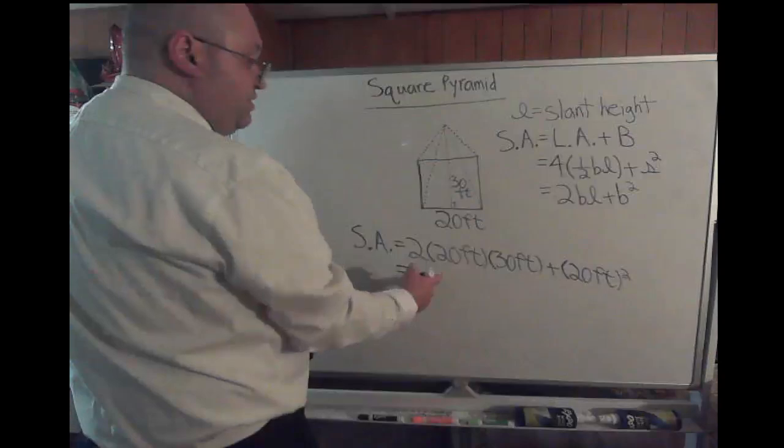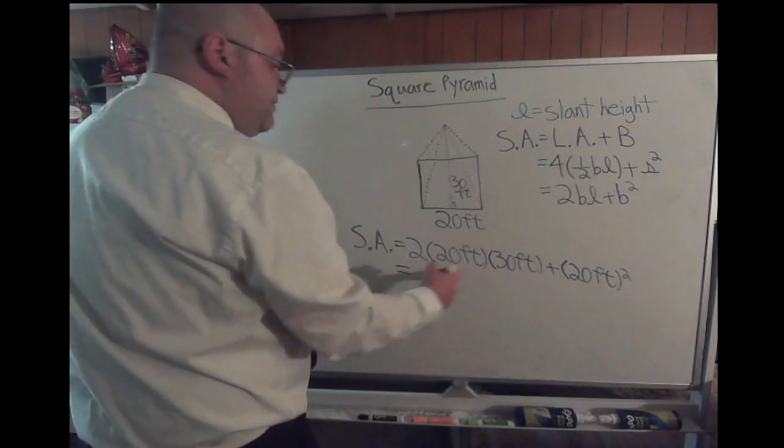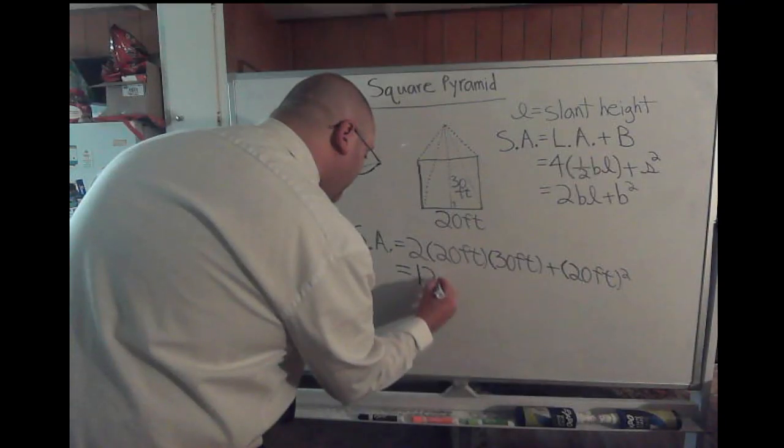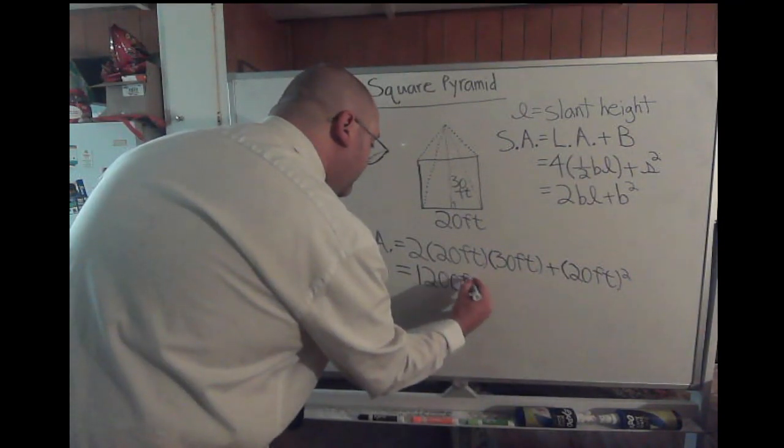So for the first term, let's do the multiplication. 2 times 20 is 40. 40 times 30, that's 1,200. Feet times feet, that's square feet.